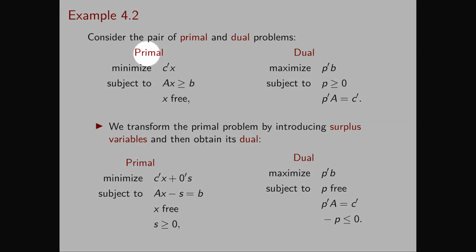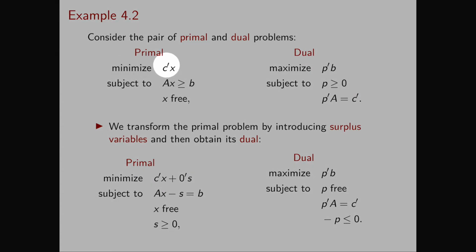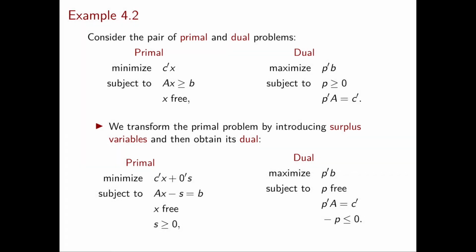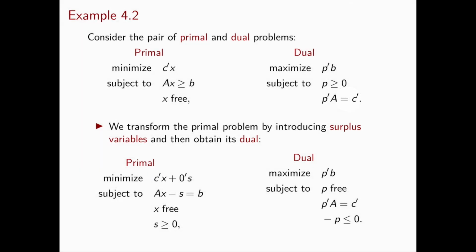Let's look at the primal problem written here. We're minimizing c transpose x subject to Ax greater than or equal to b and x free. If we write down the dual following the definition, we obtain the problem of maximizing p transpose b subject to p greater than or equal to 0 and p transpose A equal to c transpose.